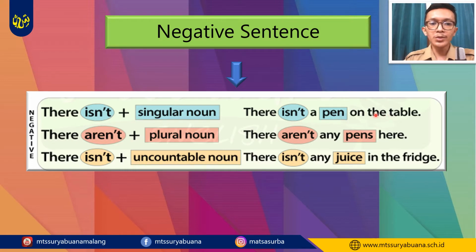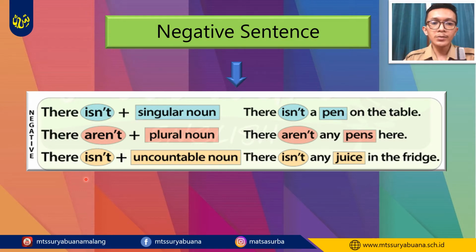But if you want to use are, this is the example. There aren't plus plural noun. The example: there aren't any pens here. Aren't means are not. There are not plus plural noun. There are not any pens here. Don't forget to put s because the pen here is more than one, because it's a plural noun.